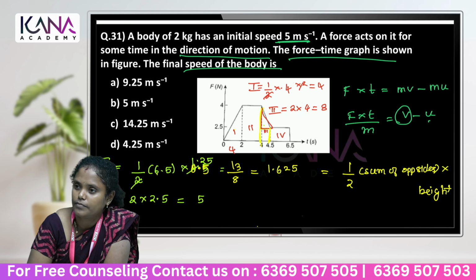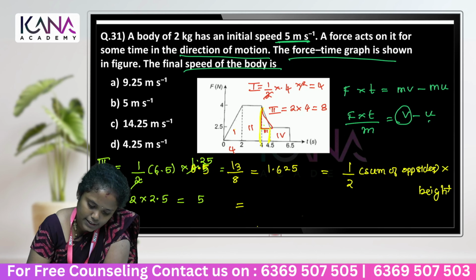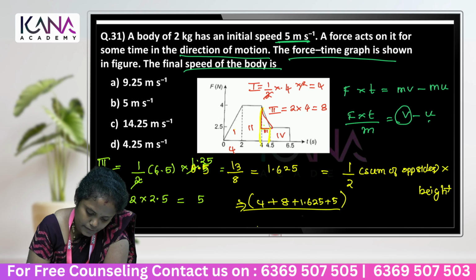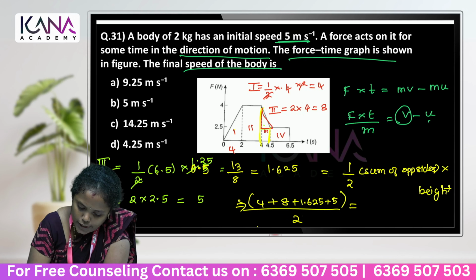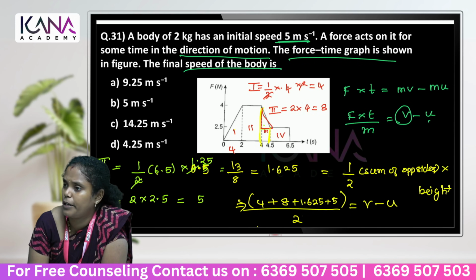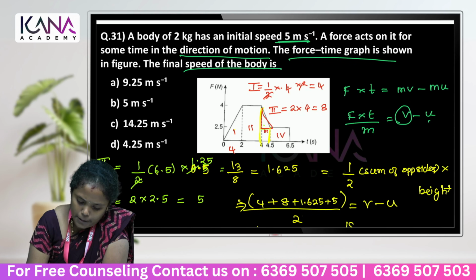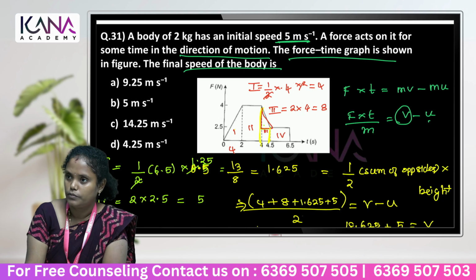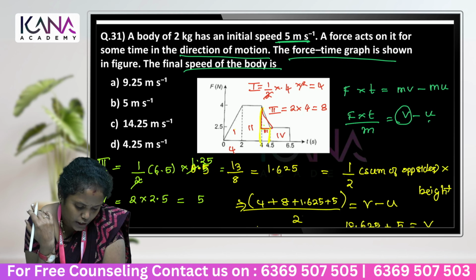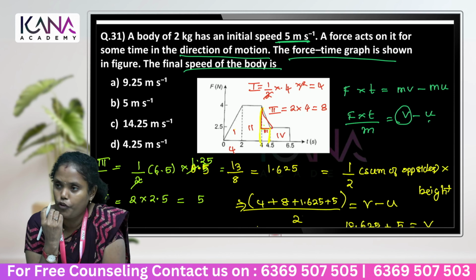Together it is 4 plus 8 plus 1.625 plus 5, divided by mass 2, equal to V minus U. 8 plus 4, 12. 12 plus 5, 17. 18.625 by 2 plus 5 is equal to V. So V is 14.25.